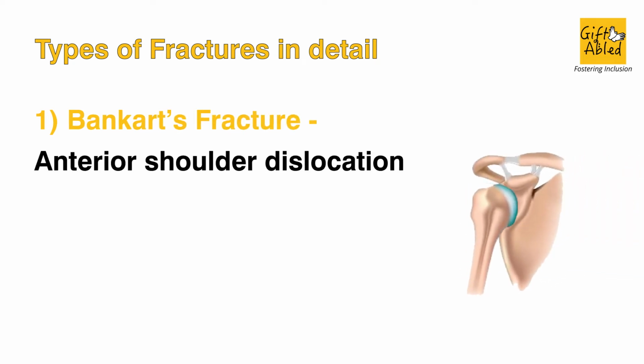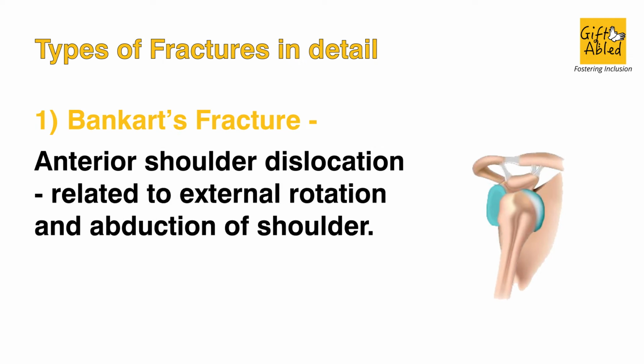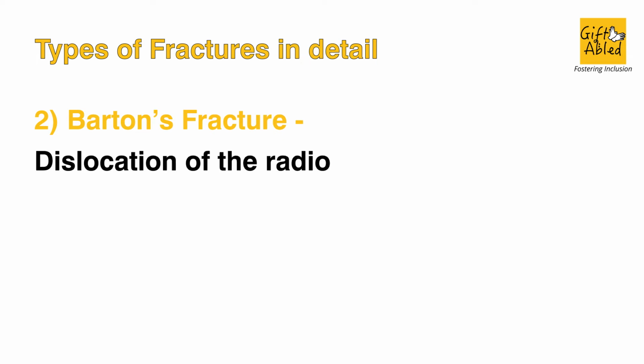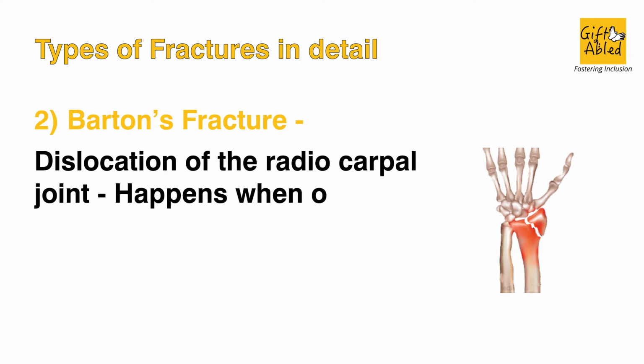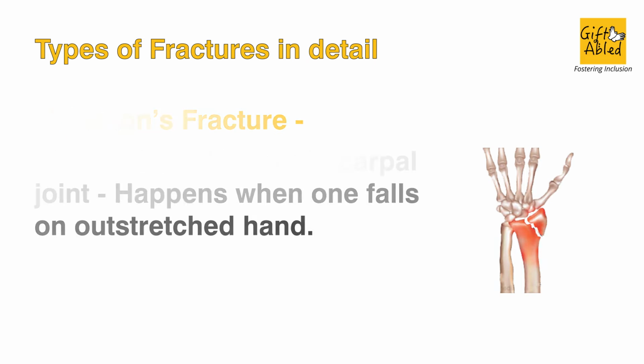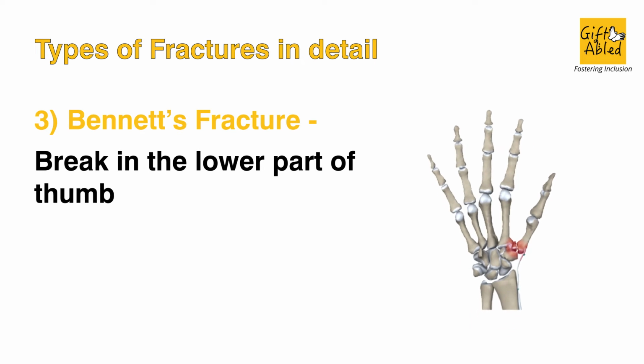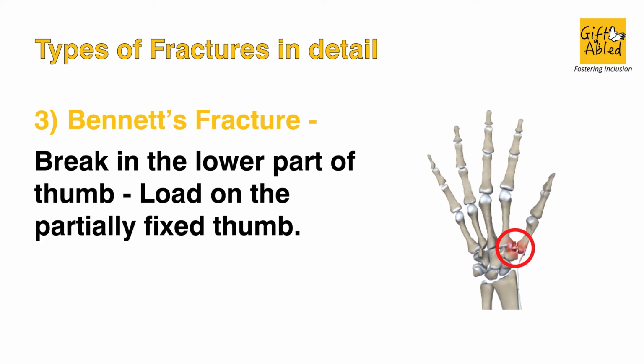Types of fractures in detail. Bankart's fracture. Anterior shoulder dislocation, related to external rotation and abduction of shoulder. Barton's fracture. Dislocation of the radiocarpal joint happens when one falls on an outstretched hand. Bennett's fracture. Break in the lower part of thumb, load on the partially fixed thumb.